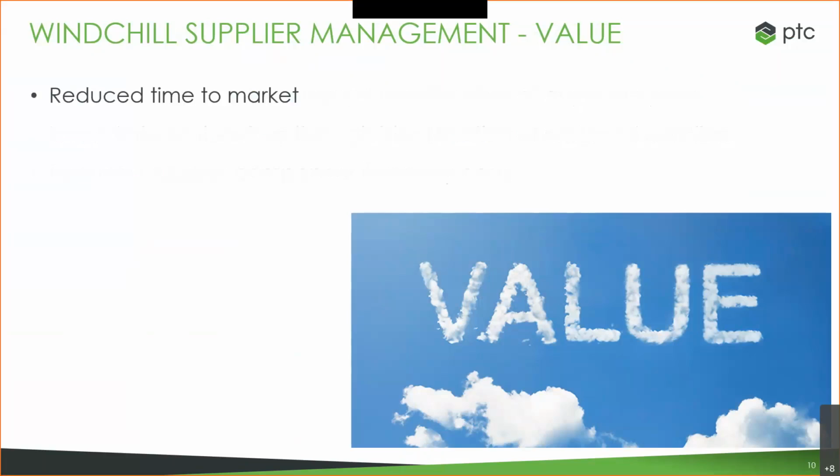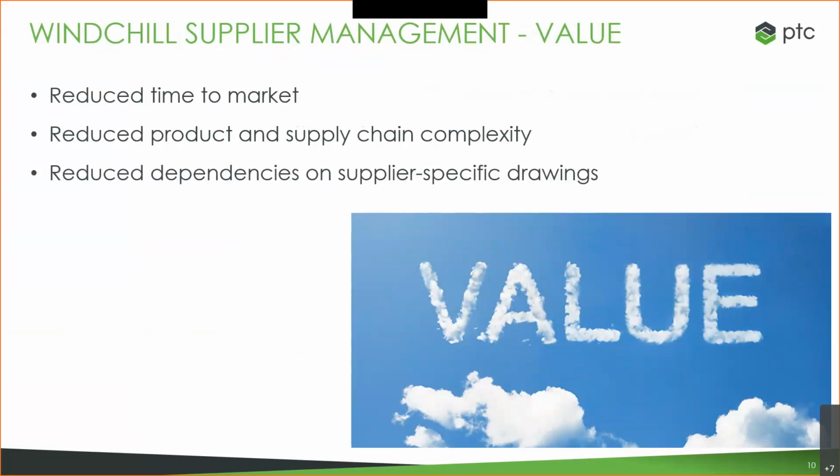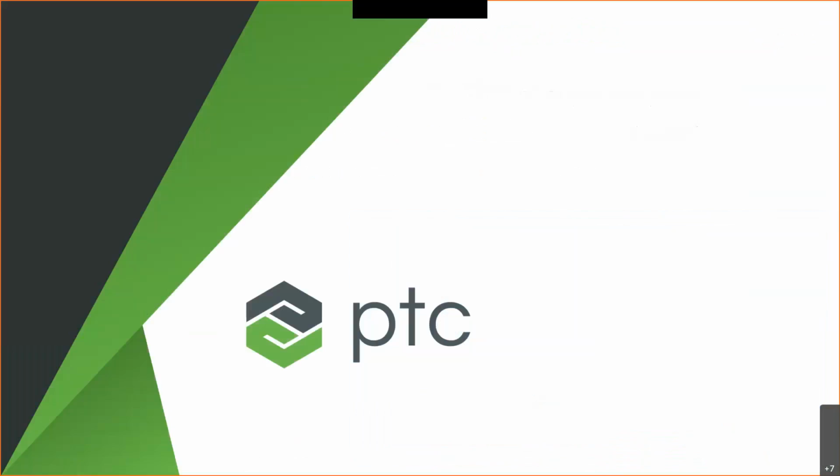All of that means that then you can work a little bit faster, be a little bit more efficient, and reduce your time to market and reduce your supply chain complexity, which is, again, in a growing world where you can have a lot of different vendors or manufacturers, really useful in making sure that you can try to streamline some of that process. And then reduce your dependencies on supplier-specific drawings and allow you to have more freedom and flexibility in who or where you want to be going to, and make sure that everyone internally knows where they should be going to as well. So that's really what I wanted to cover today for our brief overview on supplier management inside of Windchill.